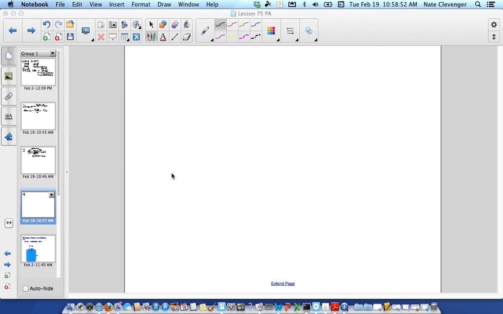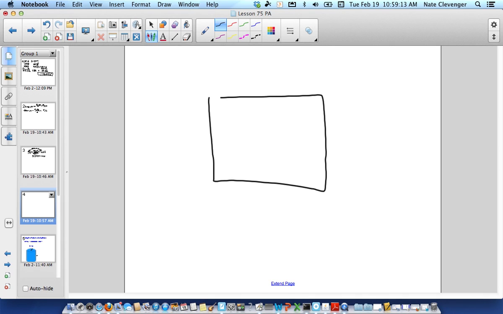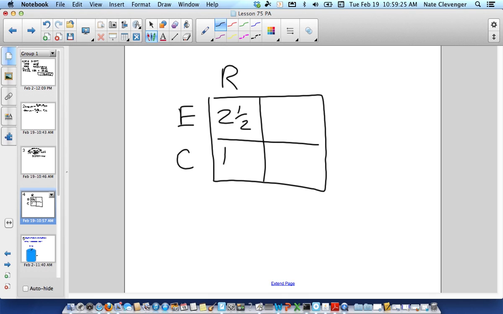So if we read 75.1, it takes 2.5 eggs to make 140 cookies. There's your ratio, right there. It's implied. It doesn't say the ratio of eggs to cookies is this to this. It's just reading it normally. We're still going to use our ratio box. My ratio amount between eggs and cookies is 2 1/2 to 140.